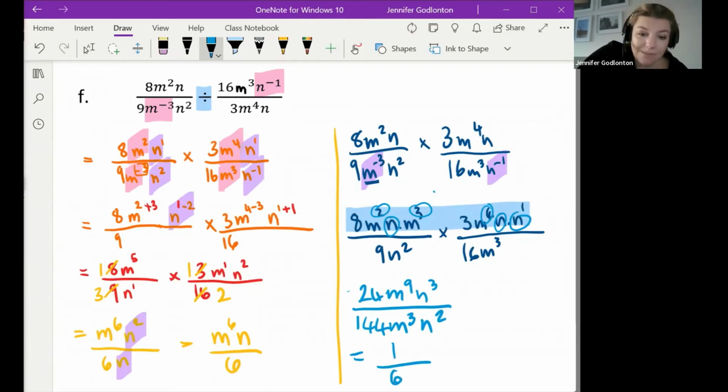If I look at my m's, 9 minus 3 gives me 6. And if I look at my n's, I land up with 1 n. So just a different way of doing it, but you get the same answer. So it just depends on the way that your brain thinks.